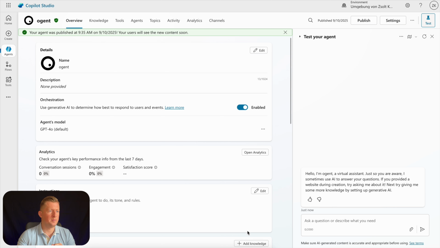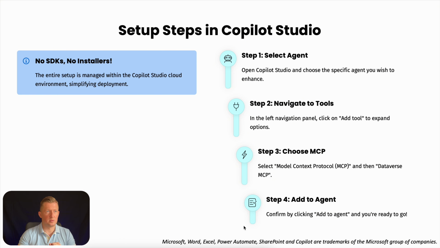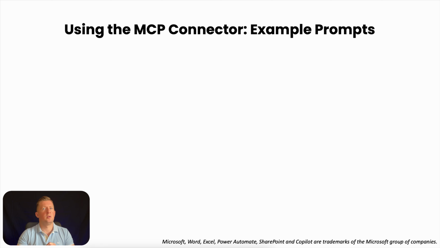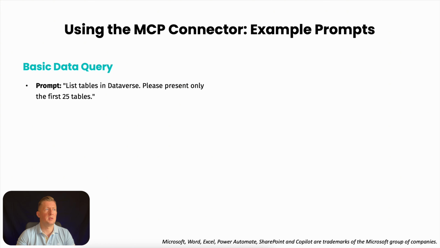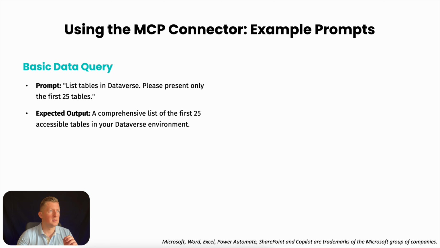It is published now. Let's jump to some examples of what you can achieve with the Dataverse MCP connector. Some basic data queries. The prompt is, for example, list tables in Dataverse. Please present only the first 25 tables. With this, the expected output is a list with the names of the first 25 tables in the Dataverse. Let's test this out.